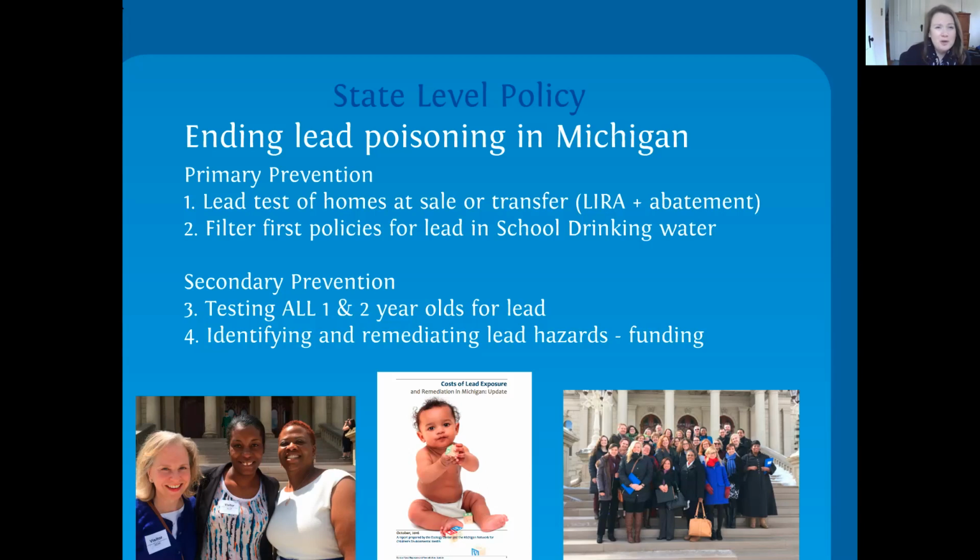And then secondary prevention policies are also still incredibly important, as I mentioned, making sure that we're testing all 1 and 2 year olds for lead in their bodies, in their blood, and identifying and remediating lead hazards when they're found. When a child is found to have an elevated blood lead level, making sure we have enough money for folks to go in and remove those hazards from the home or the daycare or grandma's house or something like that, wherever a child is being exposed.